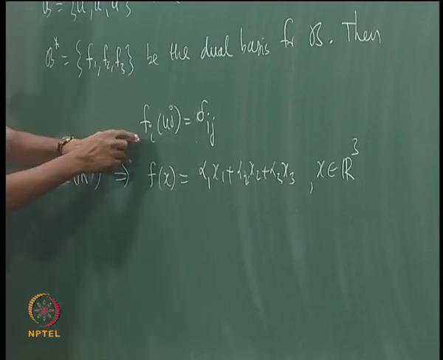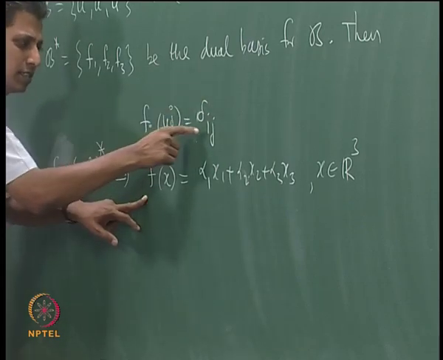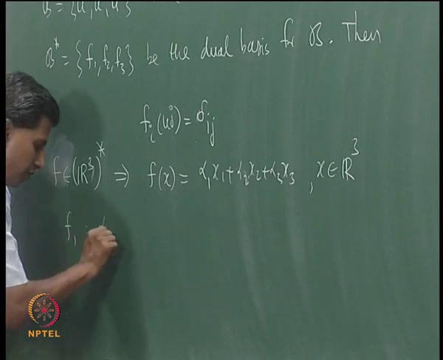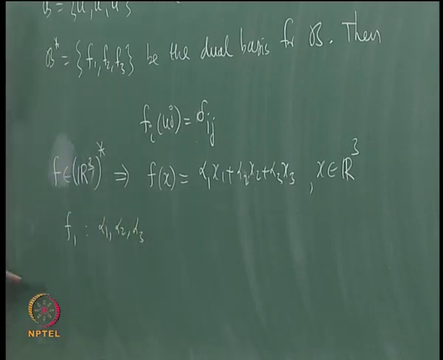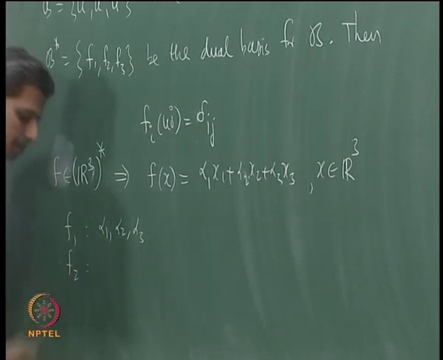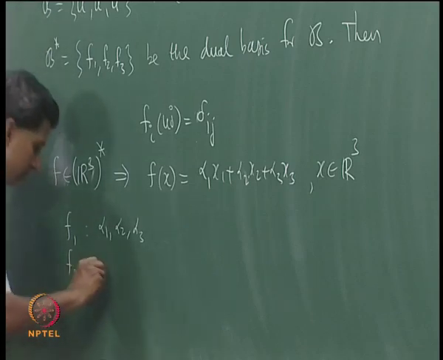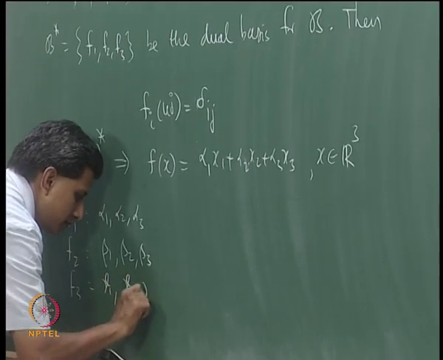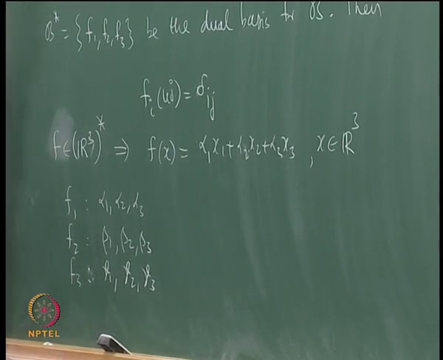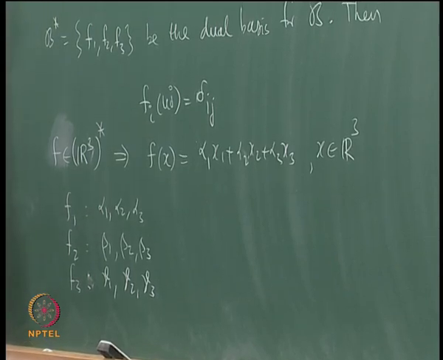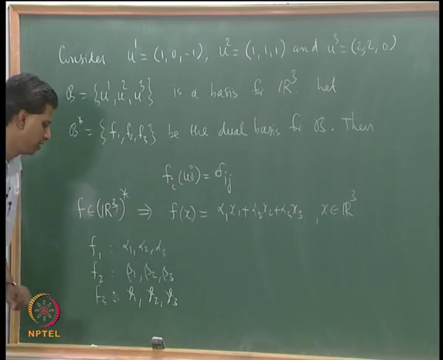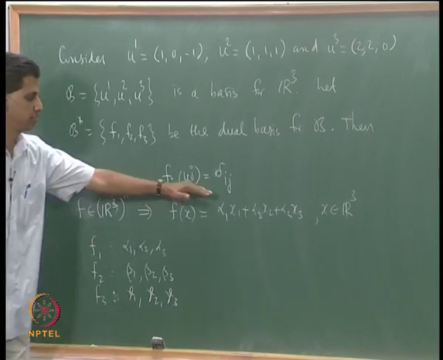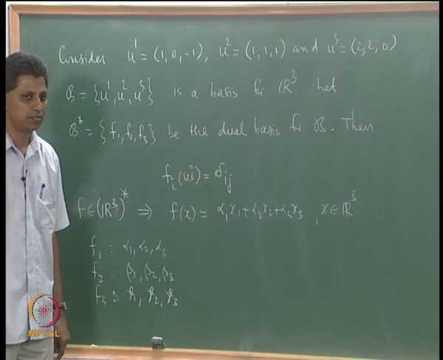So these F1, F2, F3 must satisfy these equations, where each Fi will have certain coefficients. For F1, I will use the coefficients alpha 1, alpha 2, alpha 3, that is F1 of x is alpha 1 x1 plus alpha 2 x2 plus alpha 3 x3. F2 is another linear functional, beta 1 x1 plus beta 2 x2 plus beta 3 x3, and for F3, gamma 1, gamma 2, gamma 3. So what is the problem? The problem is to determine these 9 numbers. For instance, if I determine the first 3 numbers, I know what F1 is. There are 9 conditions, 3 into 3, so there is a unique solution.